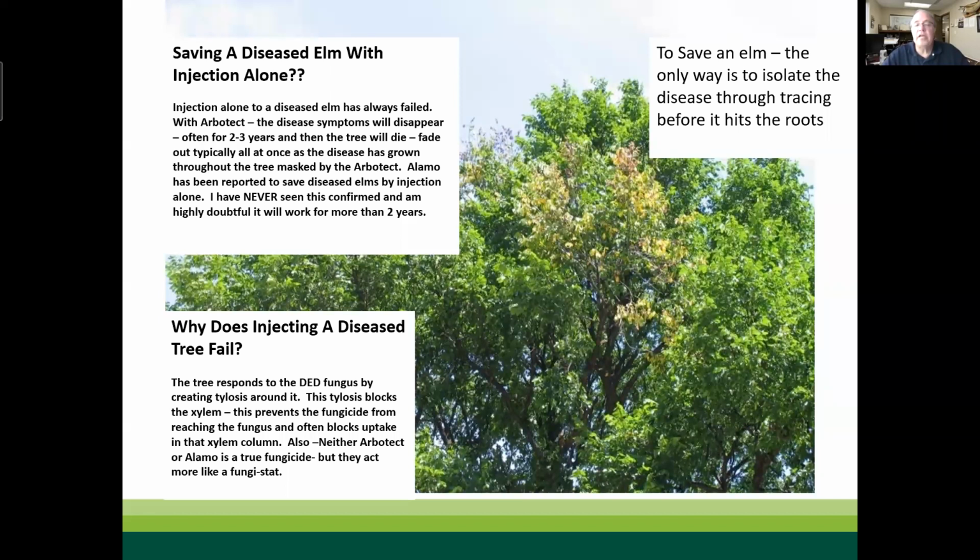However, what will happen is it will appear that you've saved the tree because the symptoms go away. The leaves fall off, there are no more symptoms. And that's just because you're blocking the fungus from continuing to grow. But it is growing. It's growing microscopically in the tree. And what'll happen is 2 to 3 years later, the whole tree will die. It'll come out in the spring with a full set of leaves, and then it just looks like it fades out. It looks a lot different than a normal tree dying from Dutch elm disease. So the only way, and we've saved lots of trees this way, is through this tracing method.